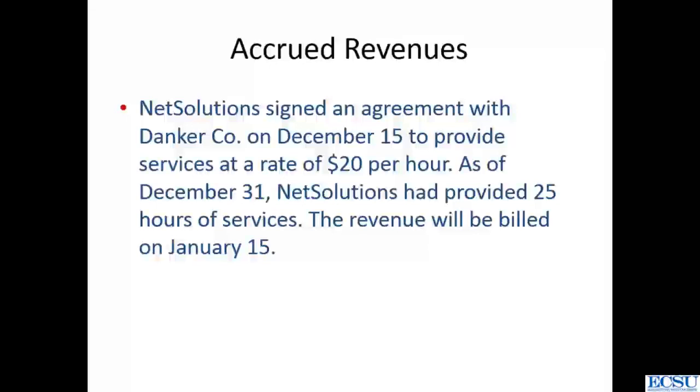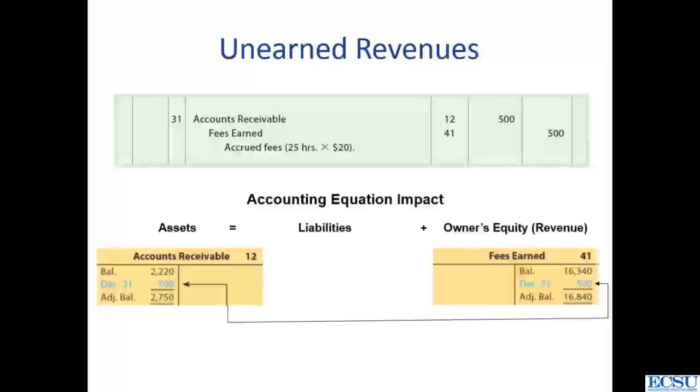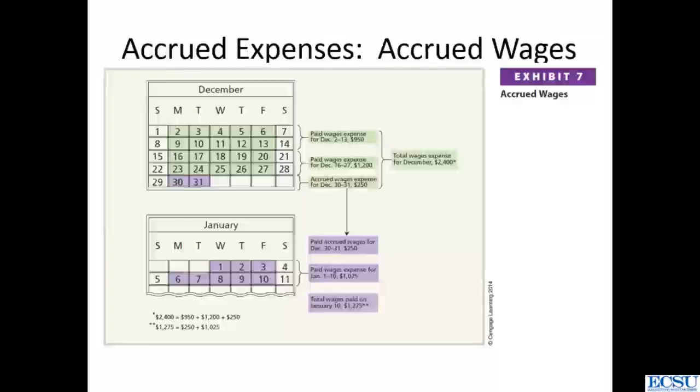But at the end of December, I need to consider that 25 times 20 will be $500 as revenue earned. And since I have not received it in cash, I will be considering that as accounts receivable and debiting it. So accounts receivable is increasing, therefore I'm debiting it, and revenue is also increasing. That's why I'm crediting it, because they follow different rules of debit and credit.